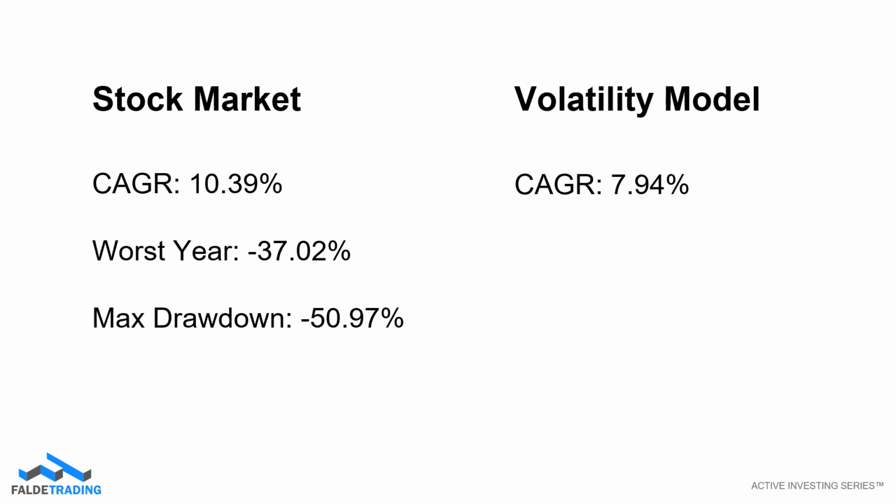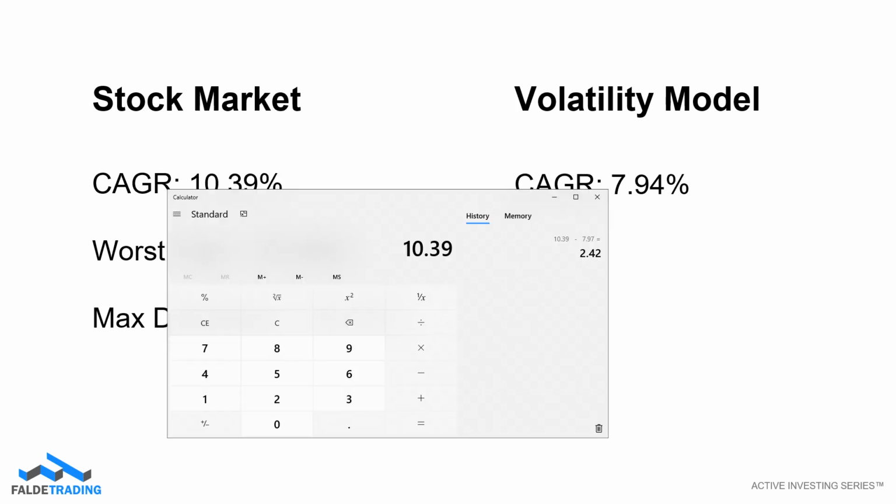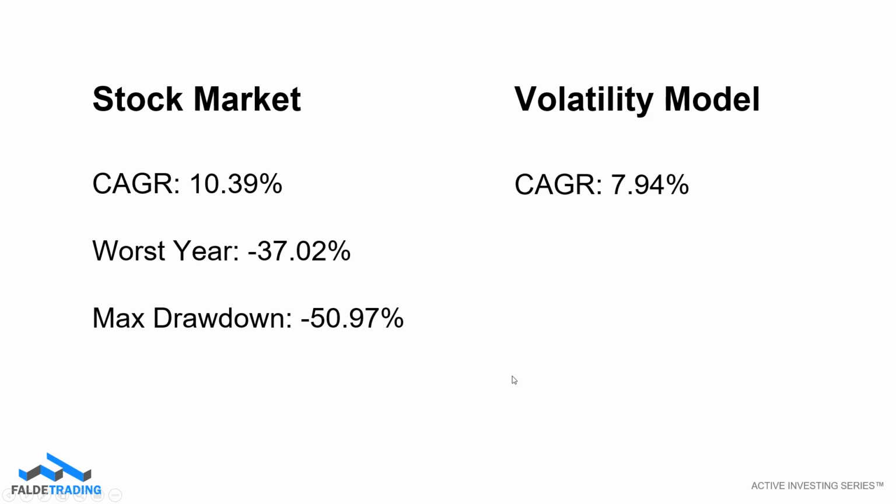All right, so I know it looks like it's like 10 and 7. Well, what it really is just a little more than 10 and just a little less than 8. Generally, I believe you shouldn't have to go to the decimal places to decide if something looks good. But 10.39 minus 7.94 is 2.5. All right, so 2.45% different per year.